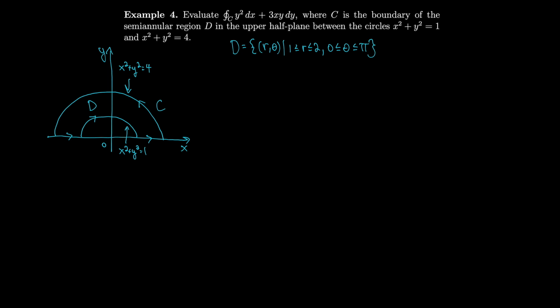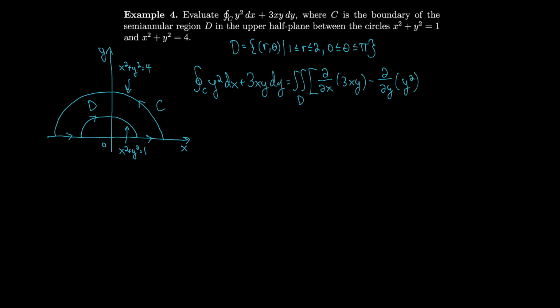So that means my line integral over C of y squared dx plus 3xy dy is equal to my double integral over D of the partial with respect to x of 3xy minus the partial with respect to y of y squared, and that's all by Green's theorem. So this would be the double integral over D of y dA, so that works out really nicely. We just have 3y minus 2y.